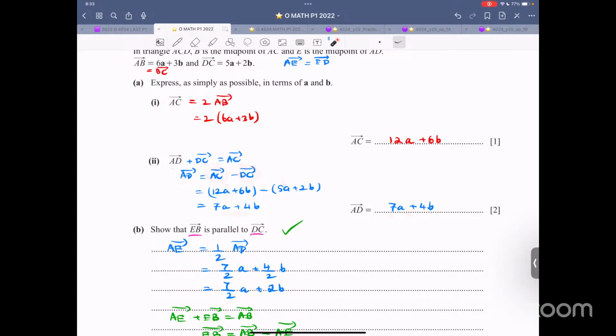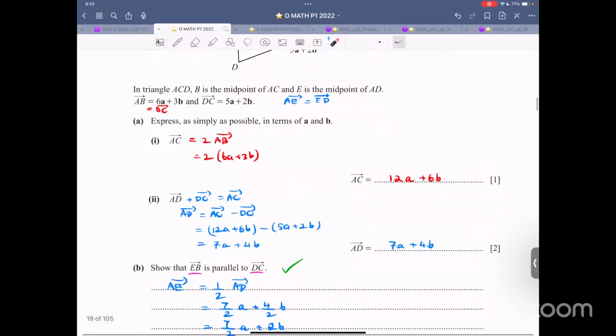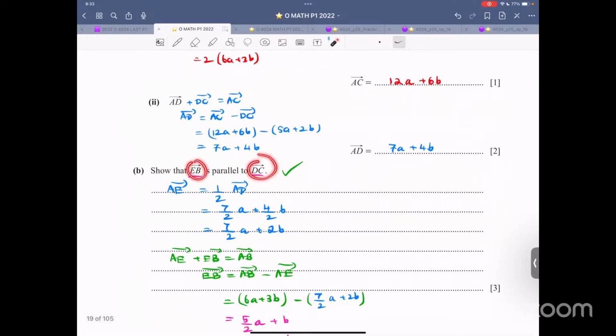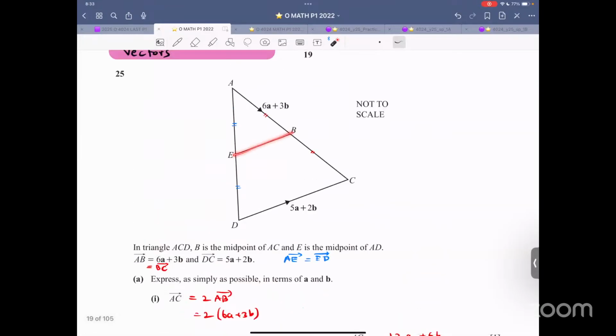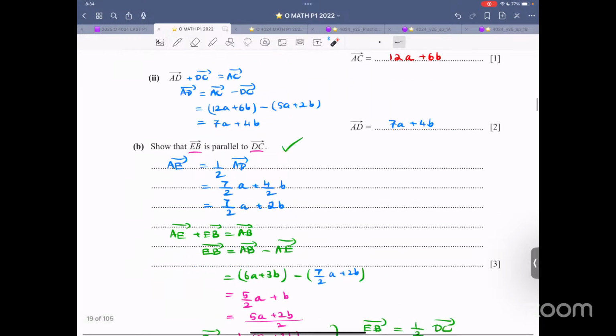Now it says, show that EB is parallel to DC, and this is 3 marks. Show that this and this are parallel. That means first find this. In order to find this, I should first find AE. Do we have AD? Yes. Half of AD is AE. So first step, AE is half of AD. Work in fractions, never in decimals.